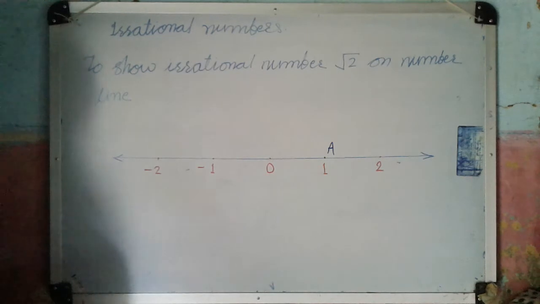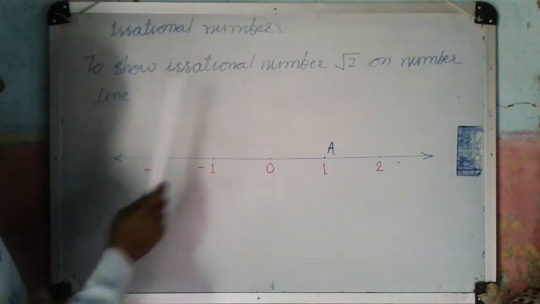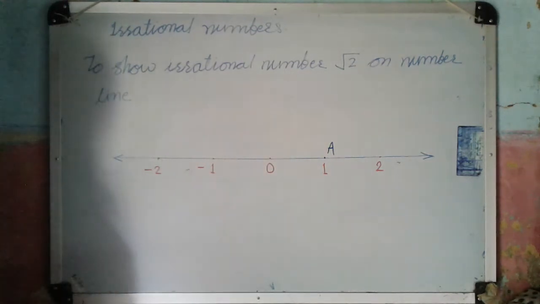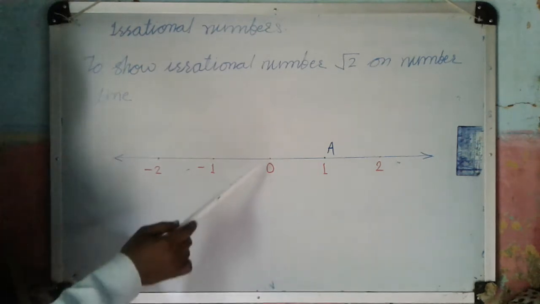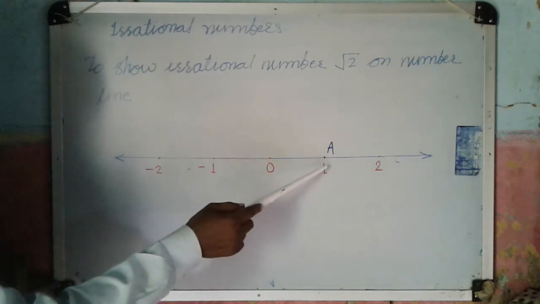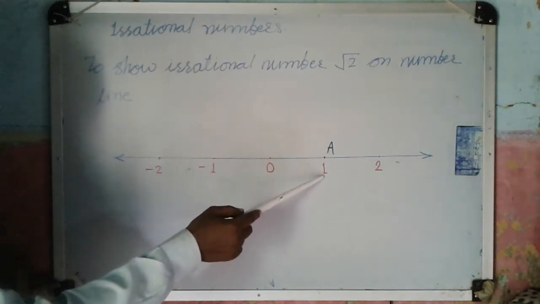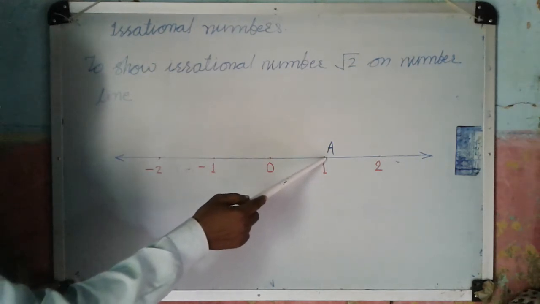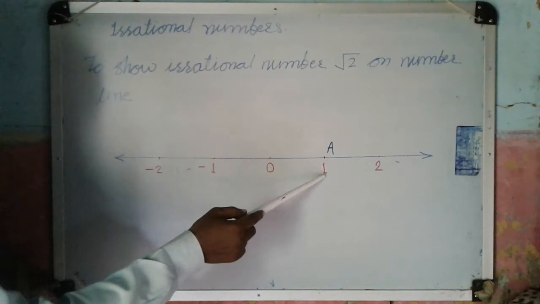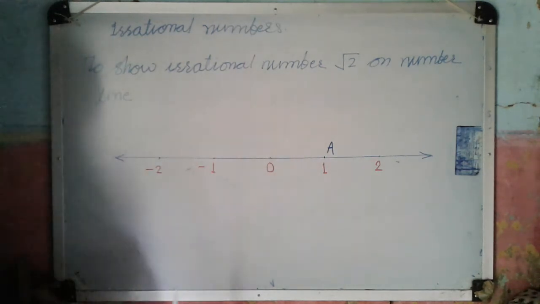Now we will learn how to show irrational number root 2 on number line. So this is number line. From 0 to 1 this is 1 unit distance. So here coordinate of point A is 1. So on number line A is the point and its coordinate is 1. Now we have to construct here so that we will show this number on this number line.